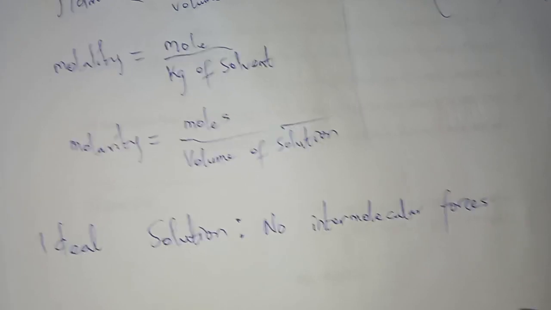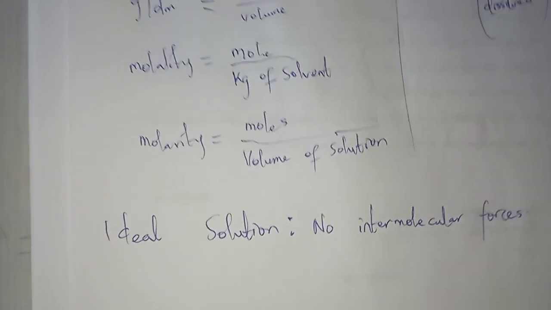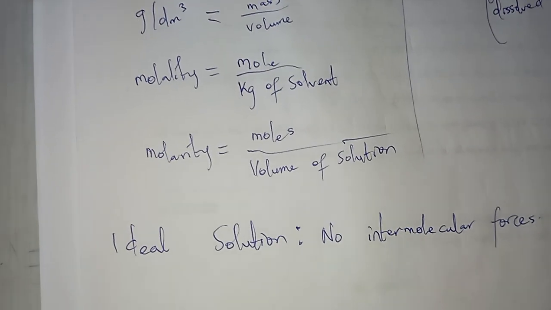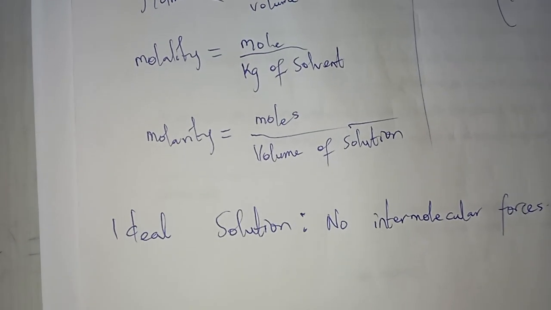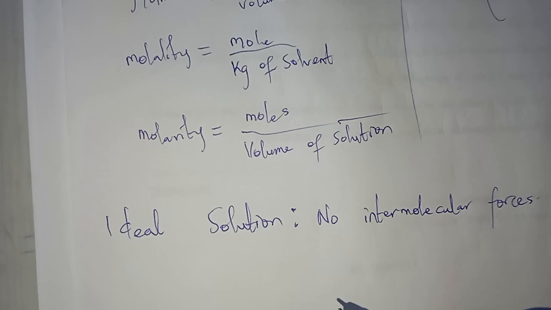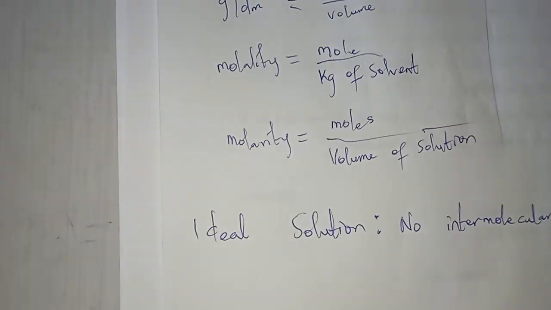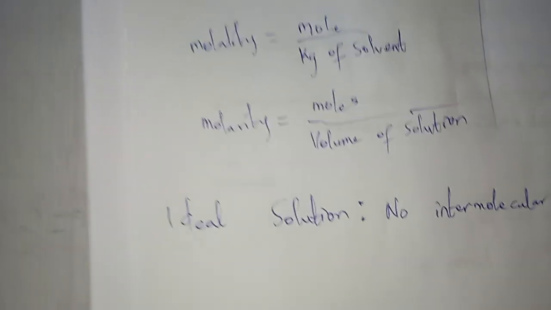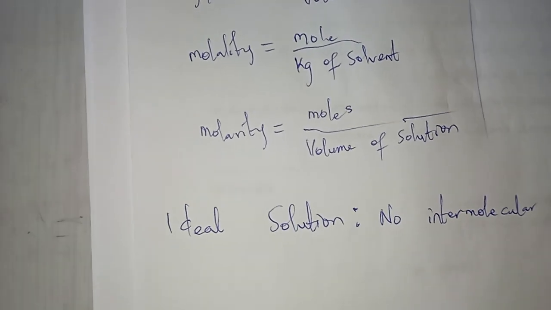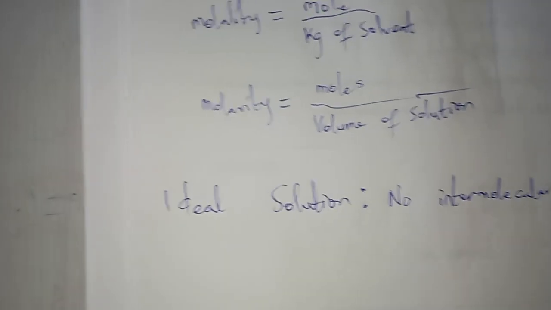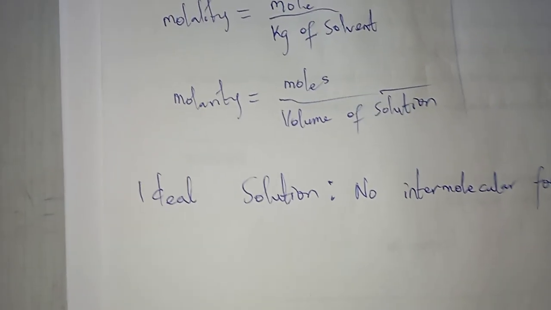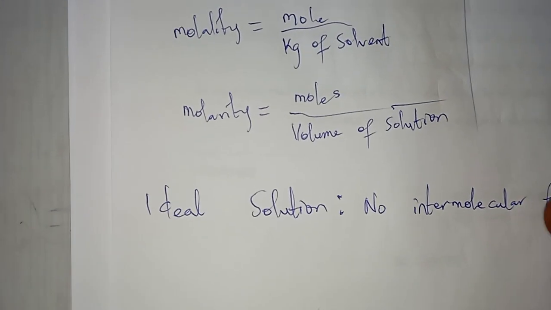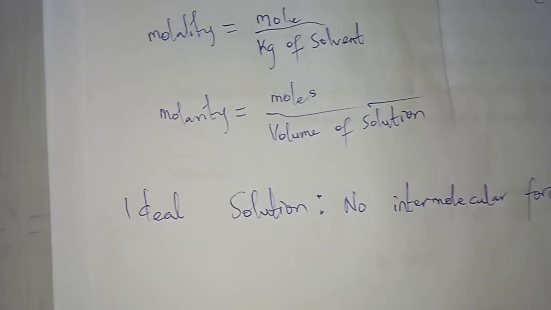So if we know this, we now say that if this ideal solution exists, if we take it to exist, we make use of what we call Raoult's law. And this law gives us the account that, since there is no intermolecular forces, if I heat it, it starts boiling. What makes it take long to boil is the surface tension, trying to overcome all those forces. So if it's an ideal solution, it should boil immediately.